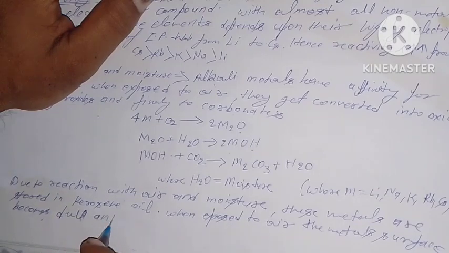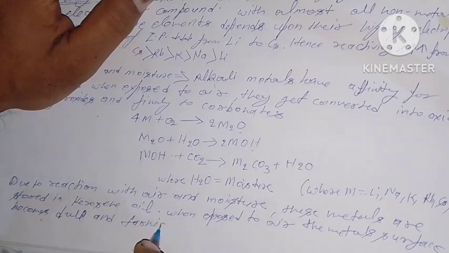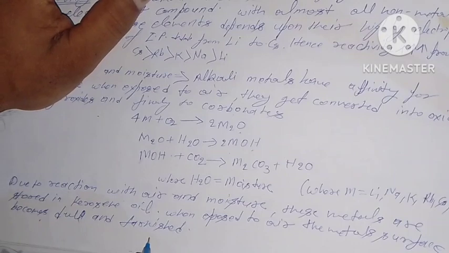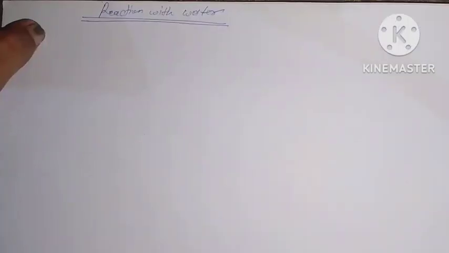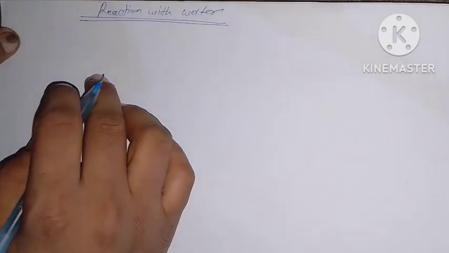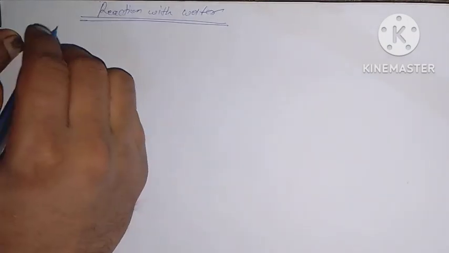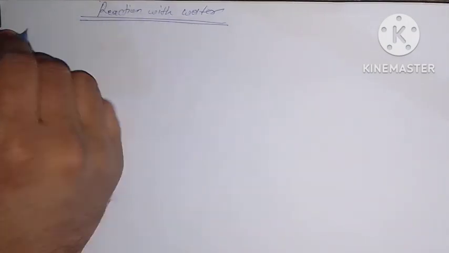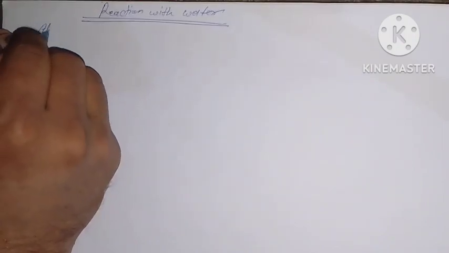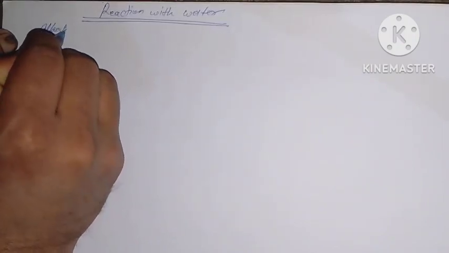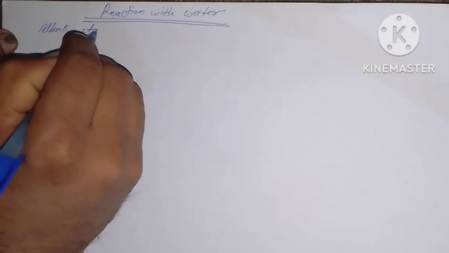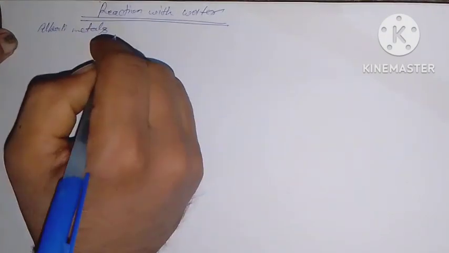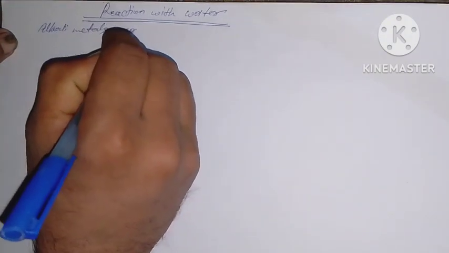Dull and tarnished. Okay. Next, reaction with water. Alkali metals react with water at ordinary temperatures.